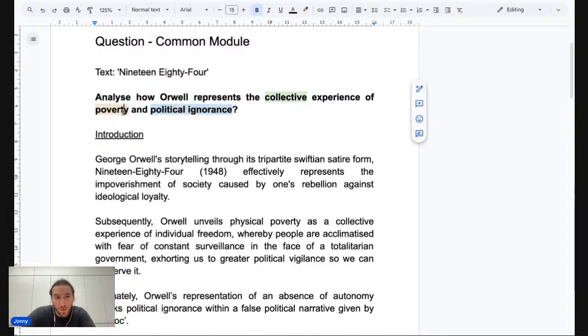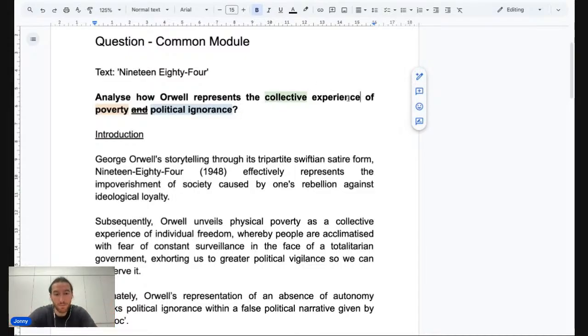Remember that when you get 2 key theme words like poverty and political ignorance, 2 concepts like that, you don't want to ever put them together in your response. The question has grouped them together using the word and. You are never allowed to use the word and in your response, okay? You need to actually show the relationship between poverty and political ignorance. You need to show how those 2 things are connected.